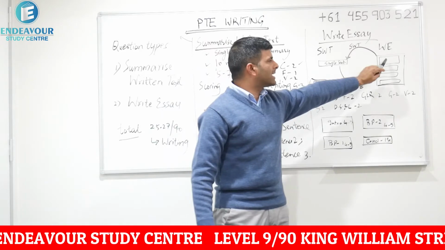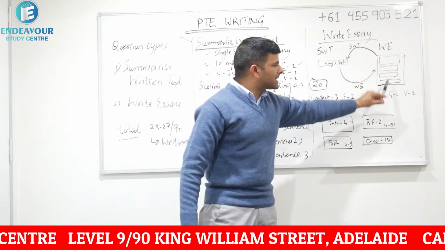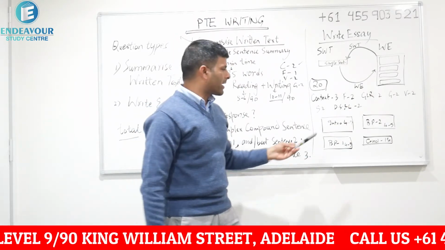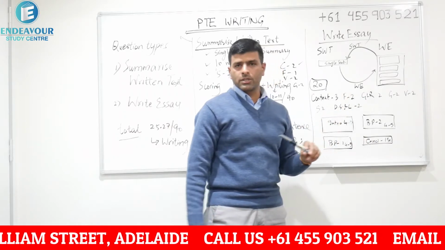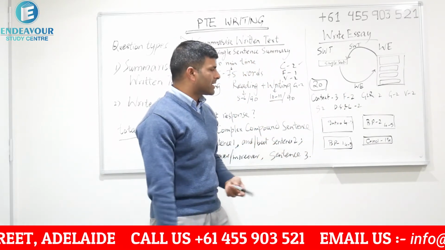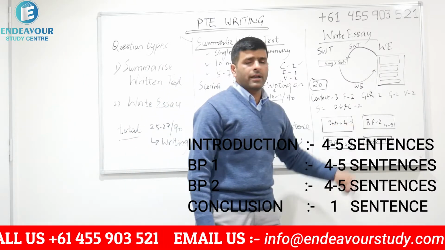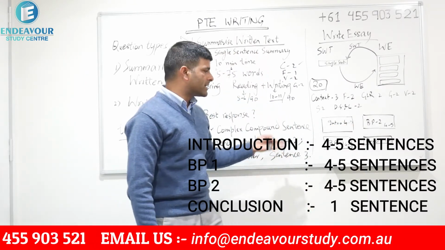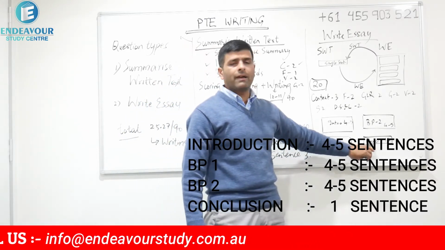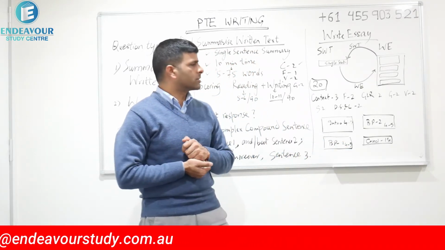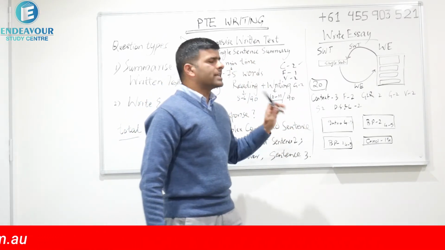So in write essay you have some basics. For example, your essay should be divided into ideally 4 paragraphs: introduction, body paragraph 1, body paragraph 2, and then conclusion. Now how many ideal sentences? Intro can have up to 4 to 5 sentences. Your body paragraph can have 4 to 5 sentences. Similarly, your second body paragraph can have 4 to 5 sentences, and you can have at least 1 single sentence in conclusion.